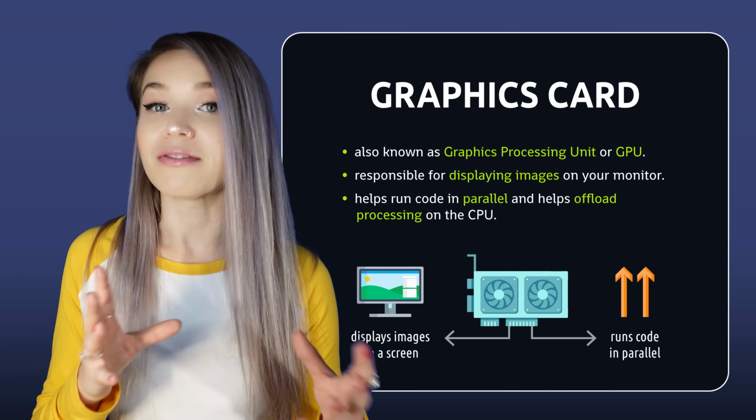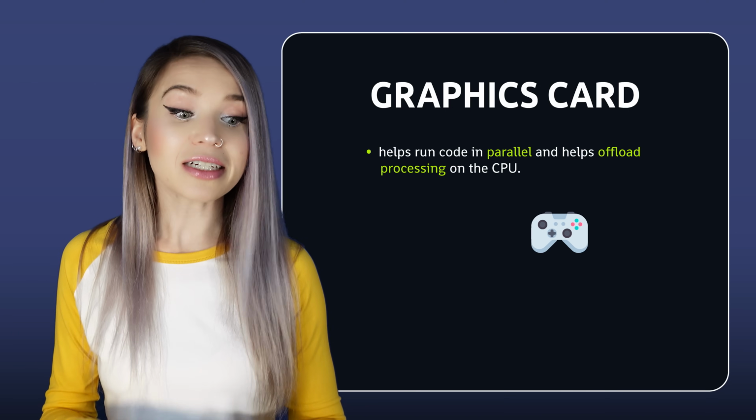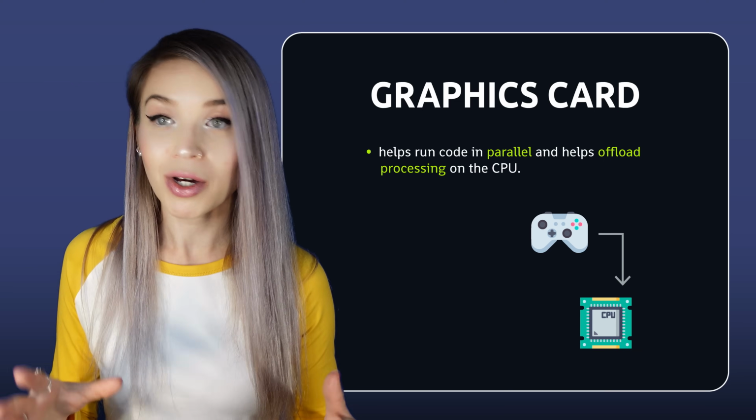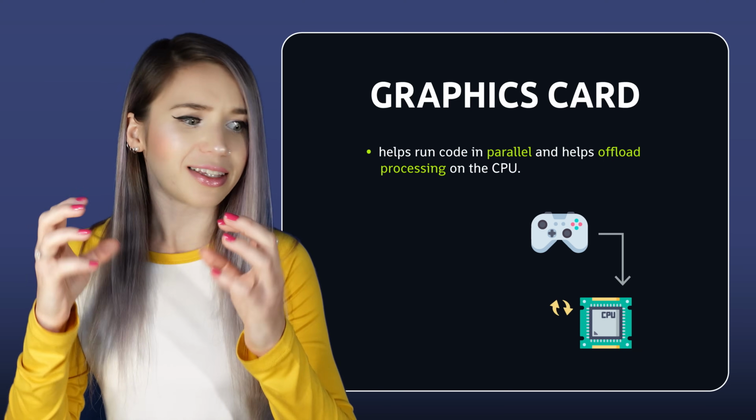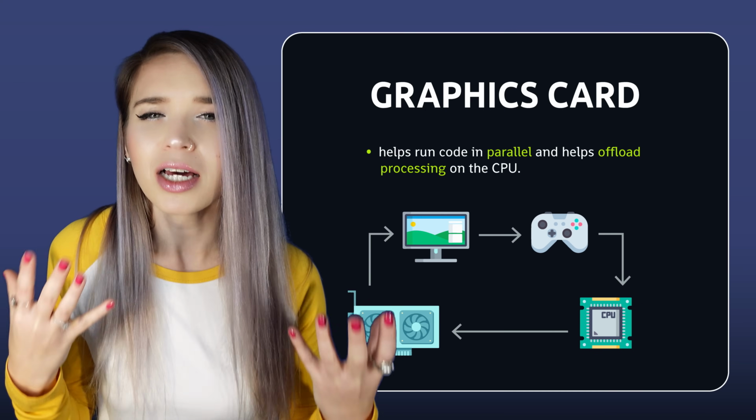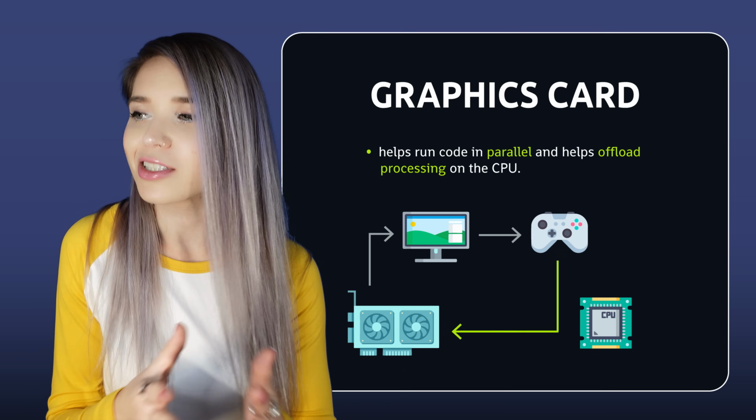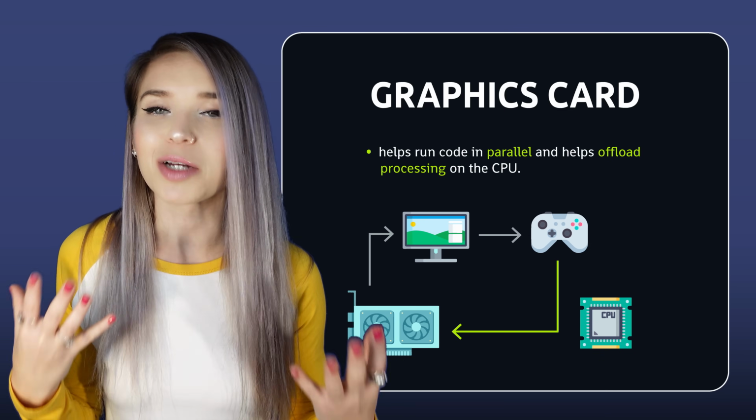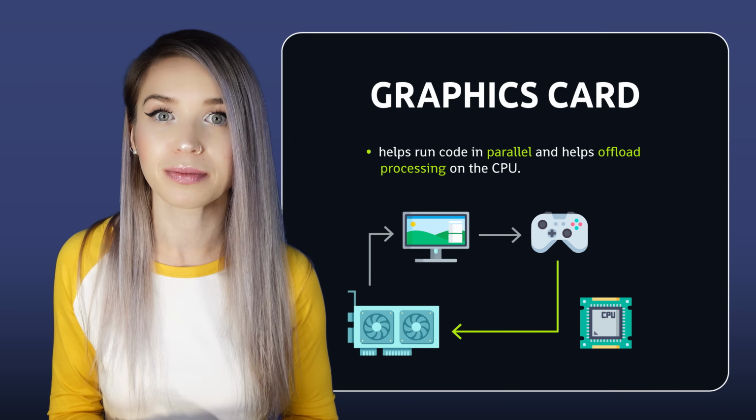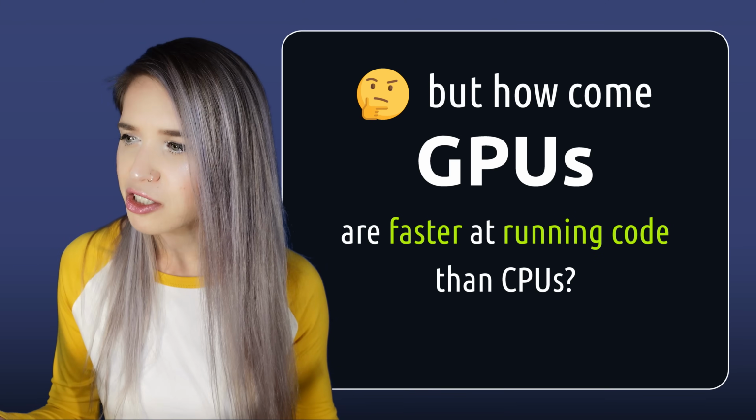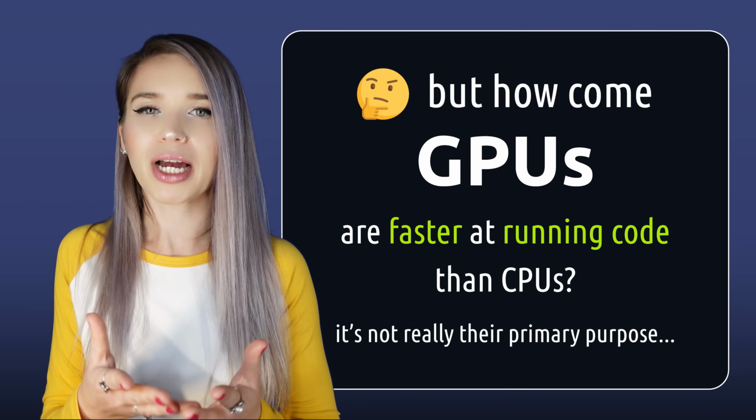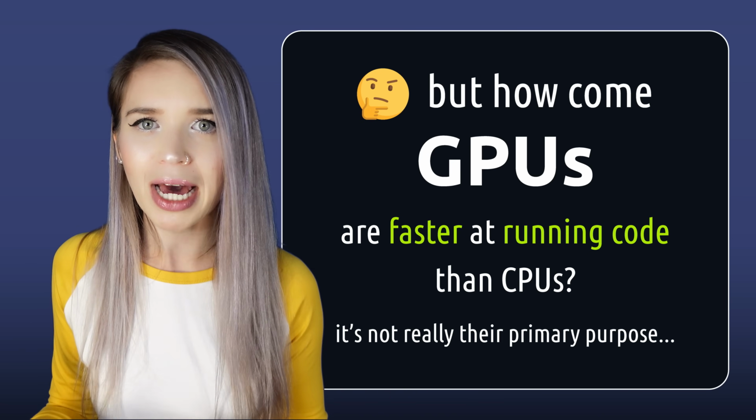So then when you're playing a video game, for example, instead of sending every little frame and every little movement to your CPU, where a bunch of calculations are made and then they are sent back to your GPU so that you can see the changes on your screen, GPUs can skip this unnecessary communication and provide you with a much better gaming experience, a much faster one. But how come GPUs are faster at running instructions than CPUs? It's not really their primary purpose, so how can they do it better?